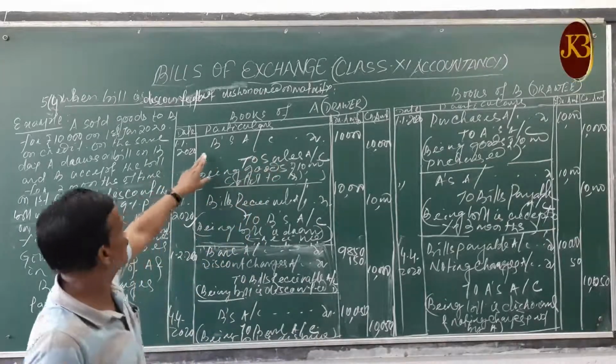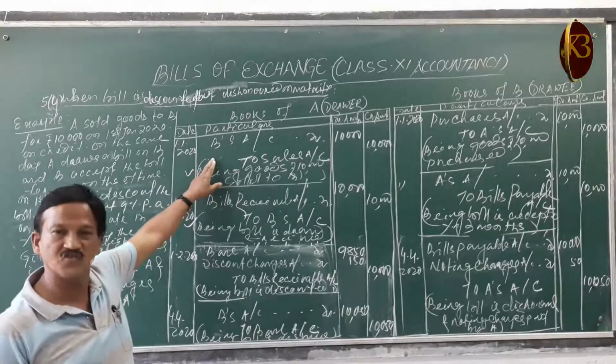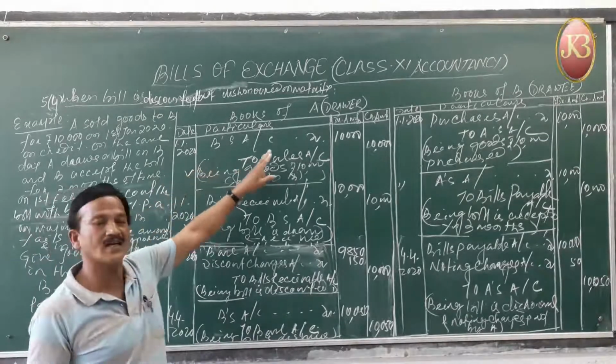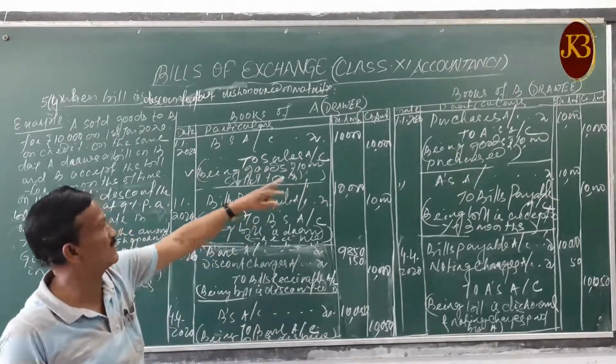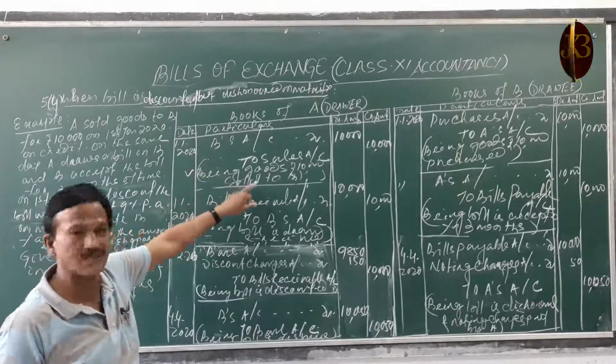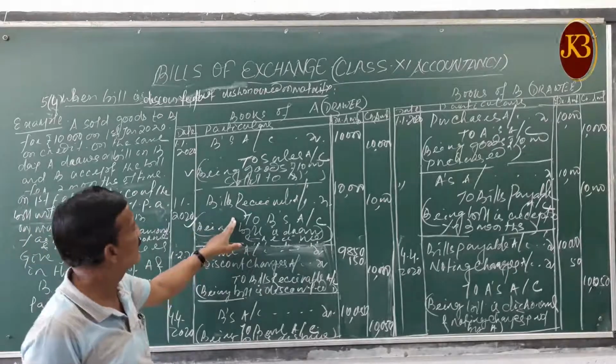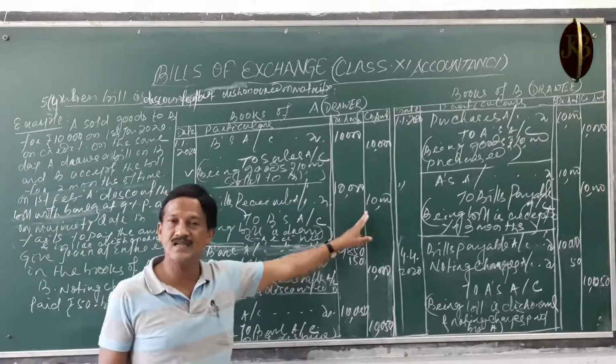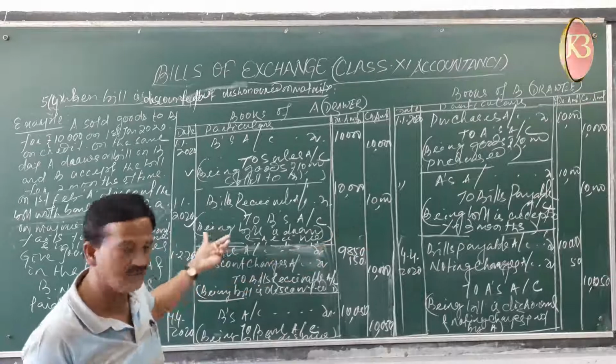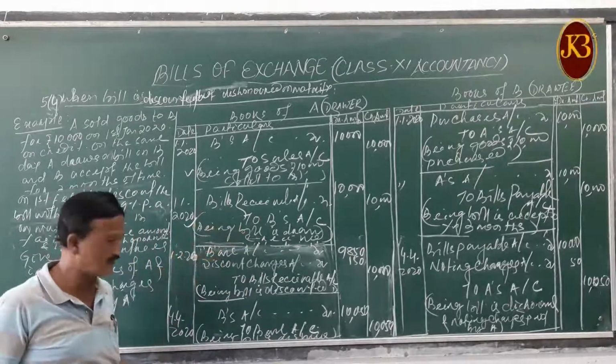So in the books of the drawer, the first entry will remain the same. That is B's account debited to sales account 10,000. On the same date the bill is received from B. So bills receivable account debited to B's account 10,000, that is bills receivable to drawee's account.